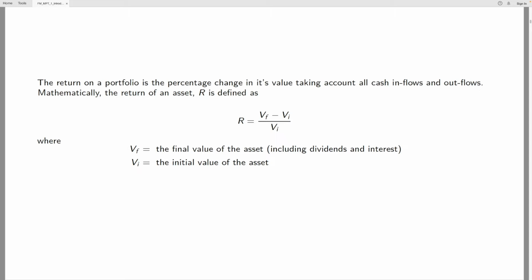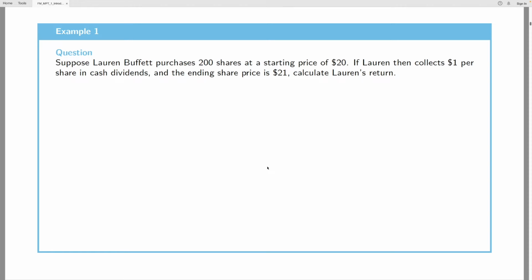Mathematically, we can define it this way: R is equal to VF minus VI, all divided by VI. Now, VF is the value of the asset at the end of the period, or the final value of the asset. This final value includes things like dividends and interest, and we'll look at an example in a second to see exactly how we incorporate that. VI is the initial value of the asset. So let's take a look.